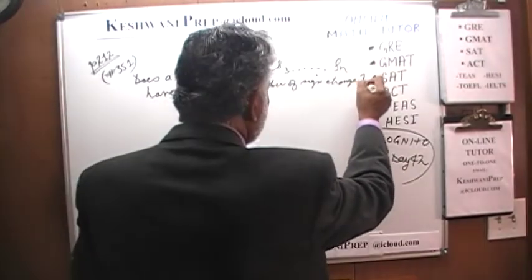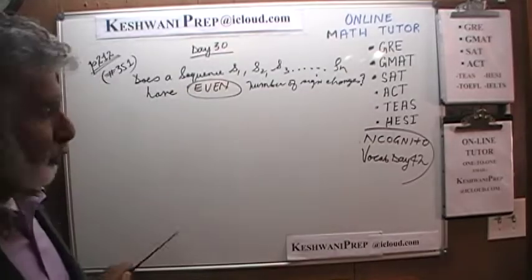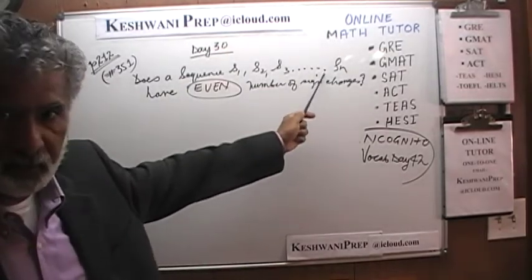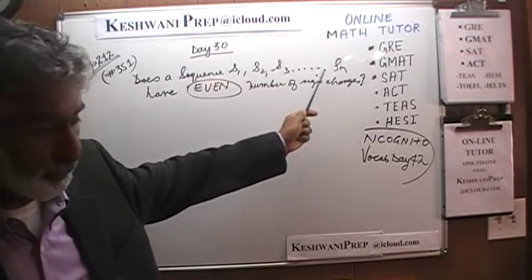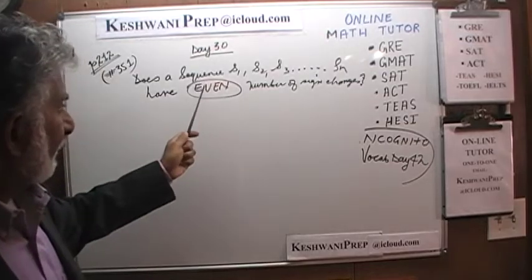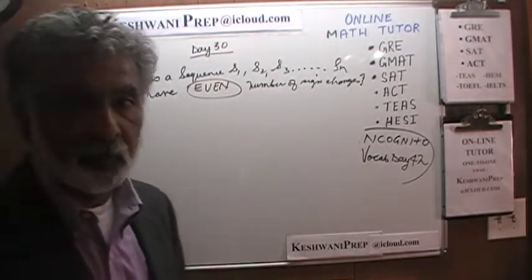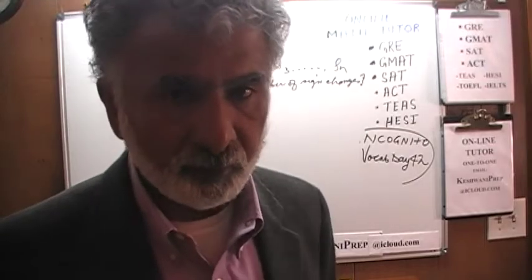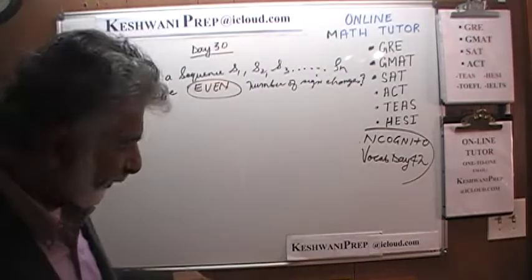Does this sequence, a sequence about which we know absolutely nothing, they don't tell us anything at all about what the terms are and how many terms are in there. We don't know how many terms there are. We don't know what the terms are. Question is, does this sequence have an even number of sign changes, either 2 or 4 or 6 sign changes in that sequence? Let's see what they tell us in the first statement.